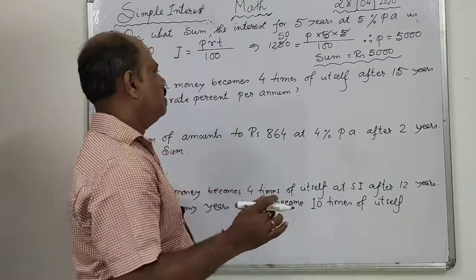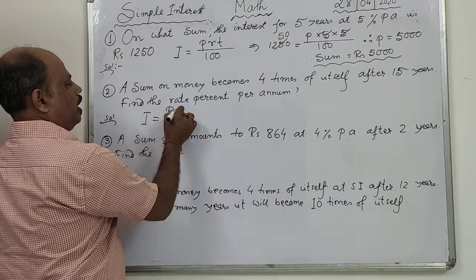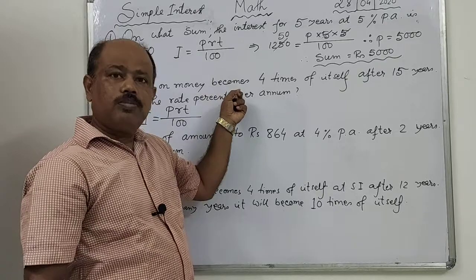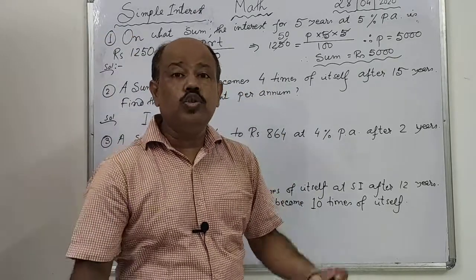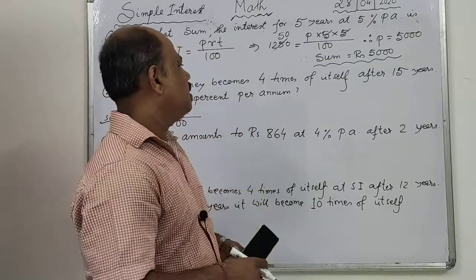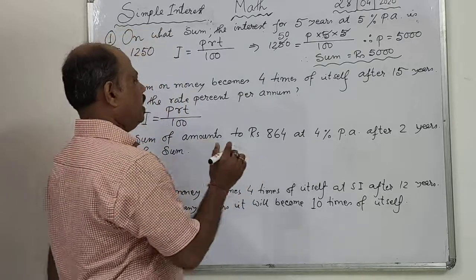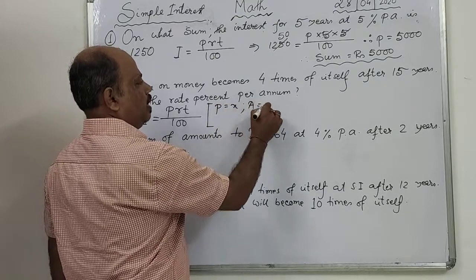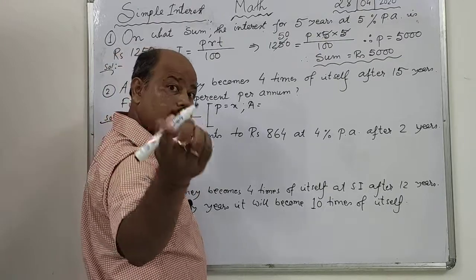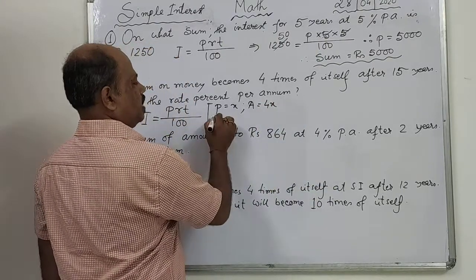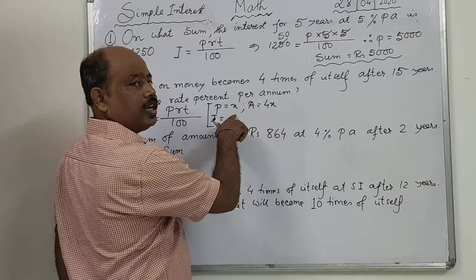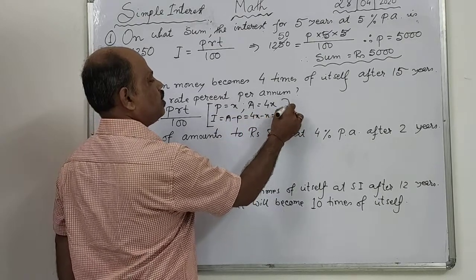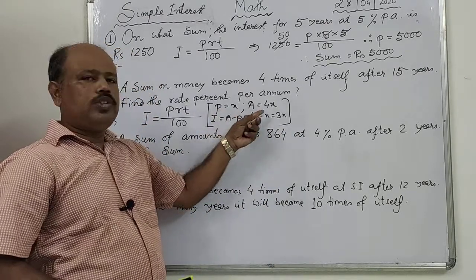And you know very well I equal to formula is PRT by 100. A sum, কিছু টাকা, becomes হয় 4 times, 4 গুণ, that is 4 times. Mentally, মনে মনে এরকম অ্যাজিউম করো, P equal to x, amount 4 গুণ, that is 4 times, 4x. তাহলে ইন্টারেস্ট কি হবে? I, 4x minus x, that is A minus P. 4x minus x equal to 3x.